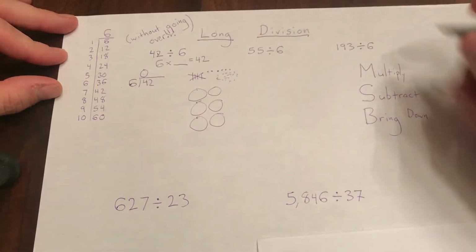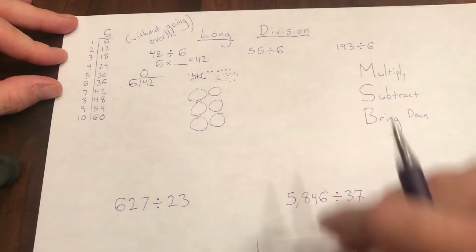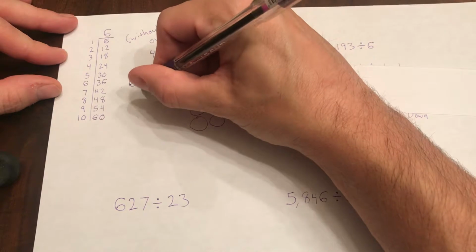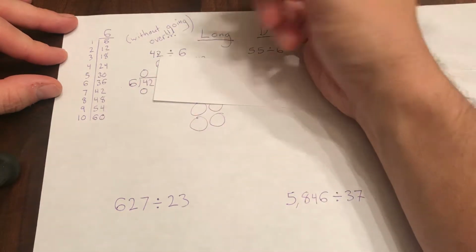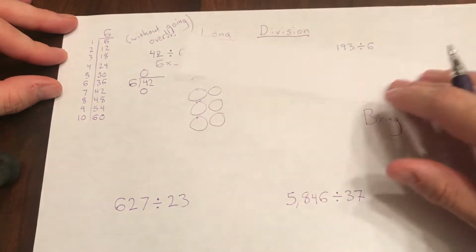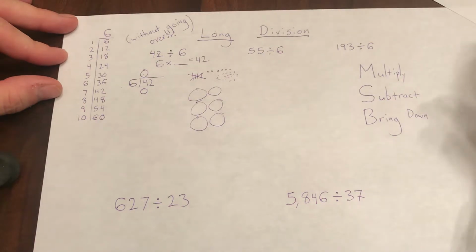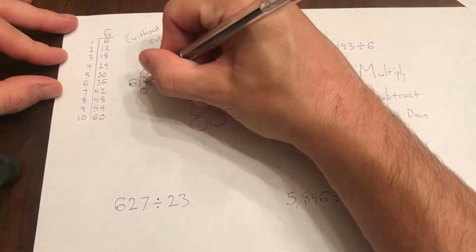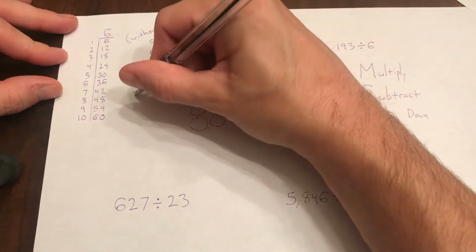And this comes to this acronym, multiply, subtract, bring down. I say 6 times that number, what is it? 0. So I'm going to write my 0 down here. That was the multiplying part of multiply, subtract, bring down. Okay, so now the next step would be subtract. So I have two numbers stacked, 4 and 0. I'm going to go like that, subtract it.